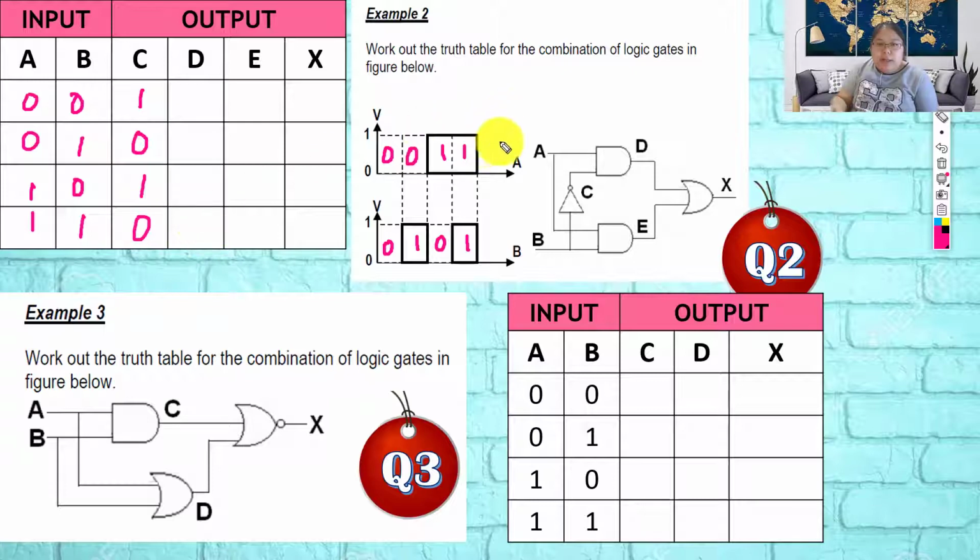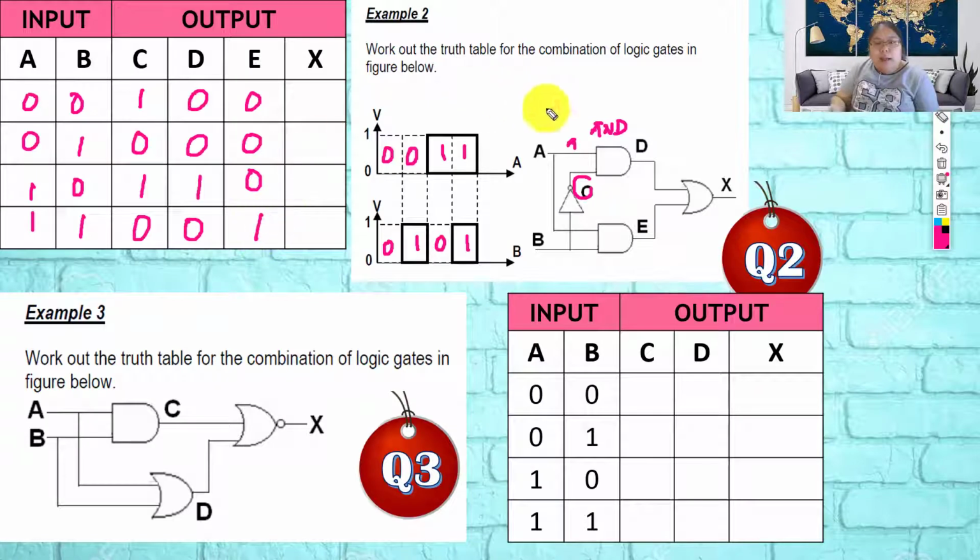Then we check the D. D is an AND gate. It comes from the A and from the C. So we just see A and C, B no need to see. 0 1 AND gate, there's a 0. 0 0 0 1 1 1. Then this one 0. Okay, so we go to the E. E comes from the A and B, also an AND gate. So the AND gate is 0 0 0 1.